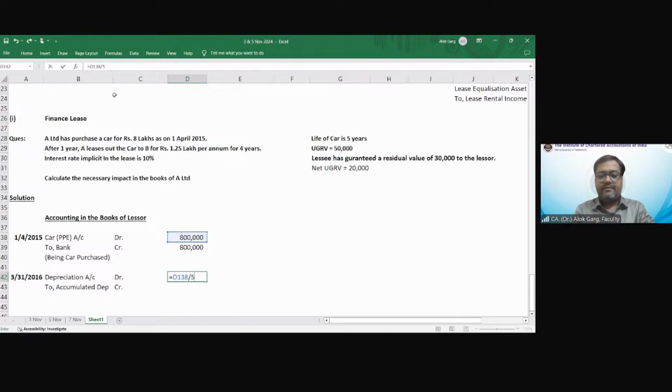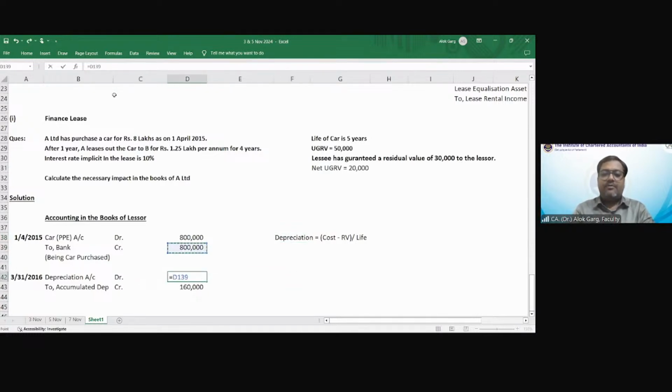Divide by 5. Sir, we will subtract 50,000, right? Minus 50,000 residual value, we will subtract the residual value, right? Yes. So in PPE, what is the formula of depreciation? Original cost minus residual or scrap value, divided by life. Okay. So my depreciation is equal to cost minus residual value divided by life.